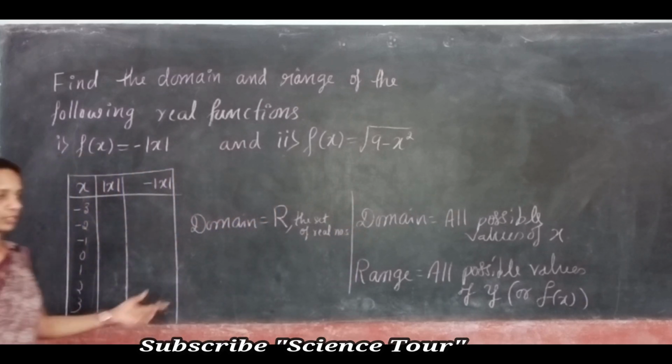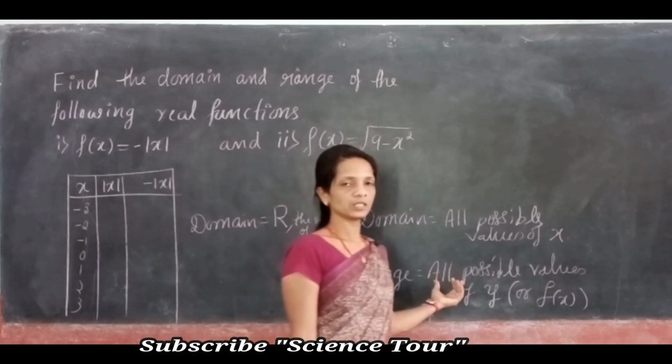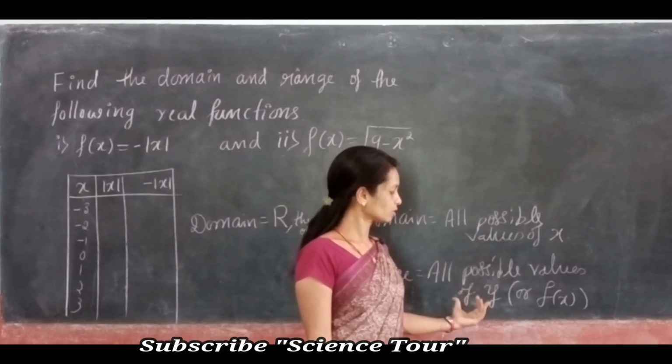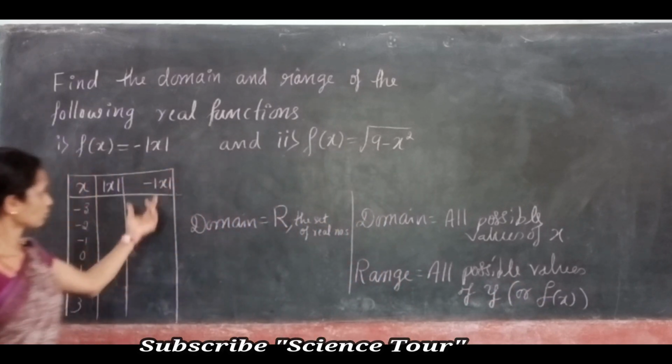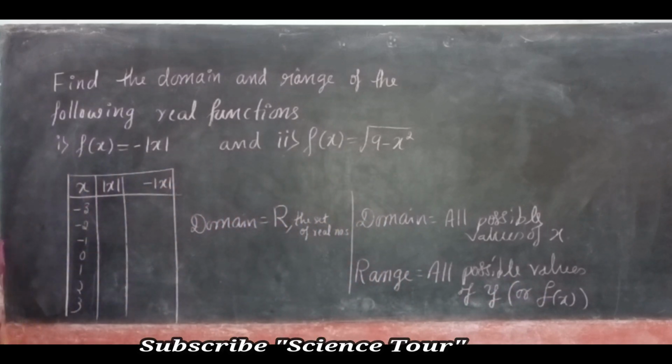And how to get the range? To get the range you have to collect all possible values of y or f of x. That means by observing how f of x is taking values, you can write the range of that function. For that reason I made a table like this.